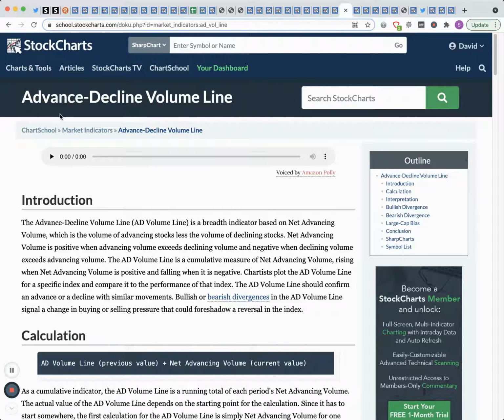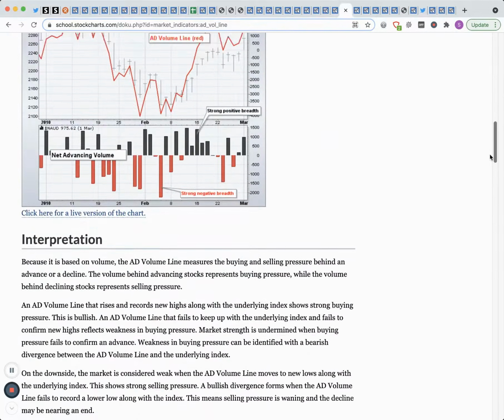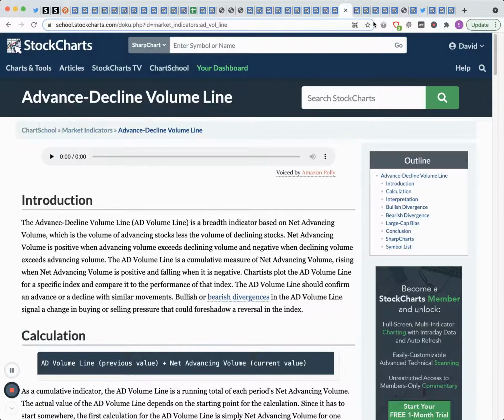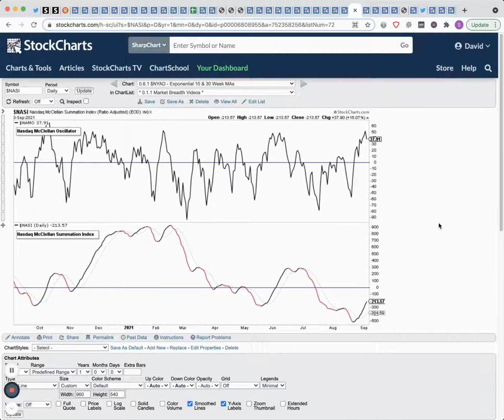You can go to stockcharts.com, and they have a description of how it's calculated, and they show you example charts, etc. So that's really useful. Another way of looking at the advance decline lines is the McClellan Summation Index and McClellan Oscillator. The oscillator is the short-term measure, and the summation index is a bit more of a medium-term tool.